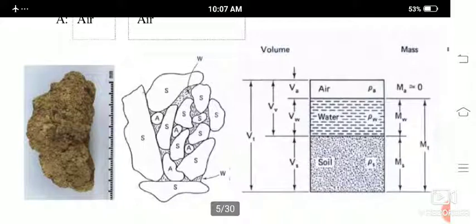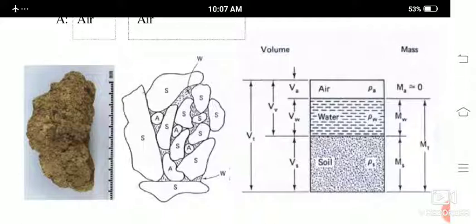And next we will be seeing the diagram for the volume, how the air, water and soil are separated. We take the volume of air as VA, and we denote the total volume with V. That means the total volume indicates the volume of air along with the volume of water along with the volume of soil.